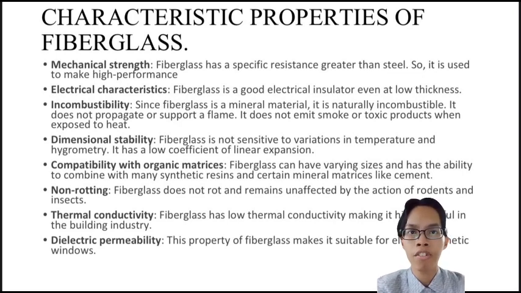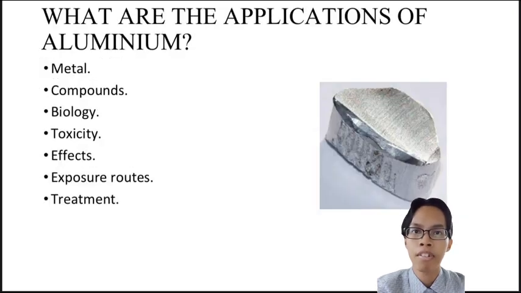Characteristic properties of fiberglass. Mechanical strength. Fiberglass has a specific resistance greater than steel, so it's used to make high performance parts. Electrical characteristic. Fiberglass is a good electrical insulator even at low thickness. Incombustibility. Since fiberglass is a mineral material, it is naturally incombustible. It does not propagate or support a flame. It does not emit smoke or toxic products when exposed to heat.